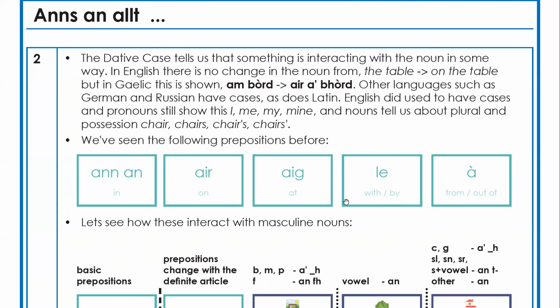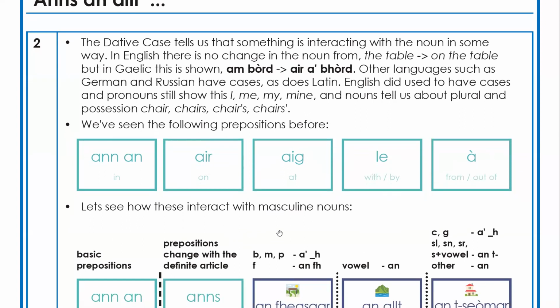Prepositions are words like these ones we've seen before: in, on, at, with, from. So they tell us about where something is. Alnan, we saw as in. Alnan, id, on, id. Ik, at, ik. Le, with or by, le. A, from or out of. So we've seen these introduced already in the course. One thing to point out is this dative case that we're about to look at only applies when we have the definite article.